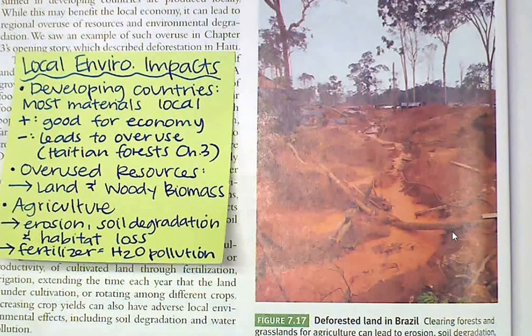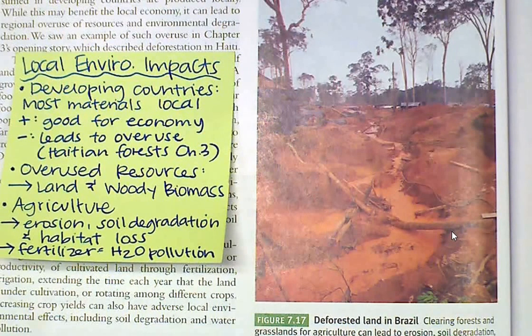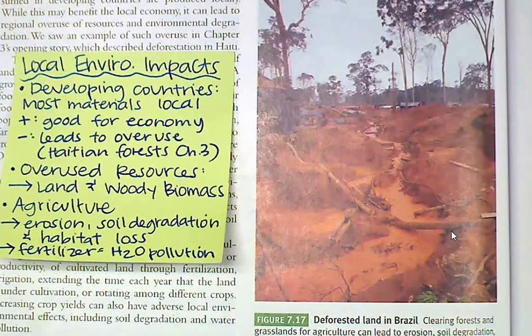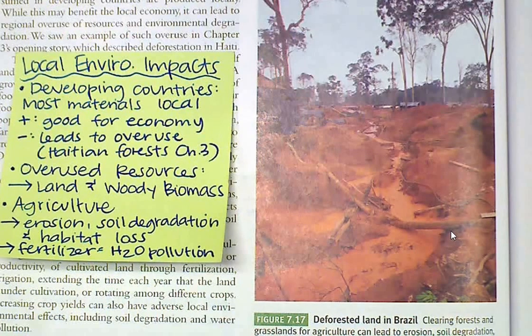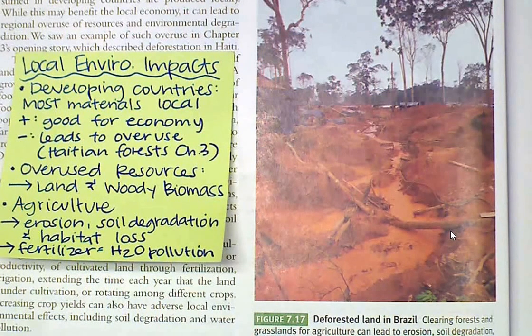Now, on the plus side, that's good for their economy, but on the negative side, it leads to overuse, kind of like what we were talking about in Chapter 3, opening story, about how in Haiti they had chopped down so many trees to make charcoal that they didn't have enough anymore, and they had to move to coal and all sorts of crazy stuff. So if you need a review, you can go back and look at that. Now that can lead to overused resources.